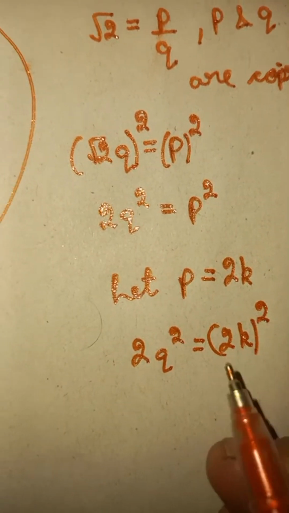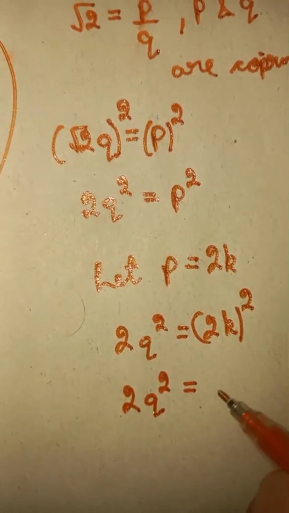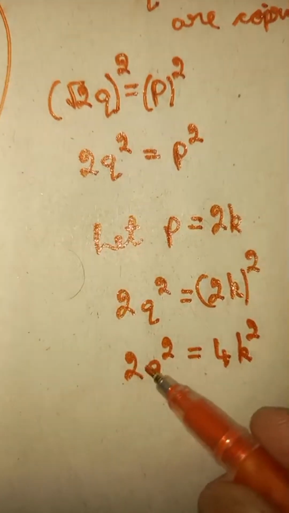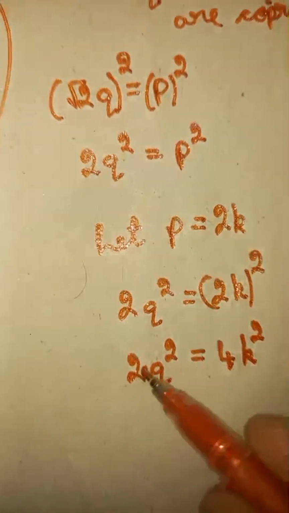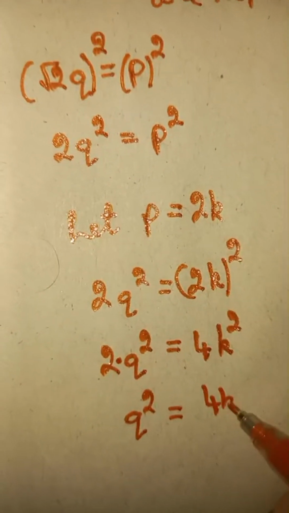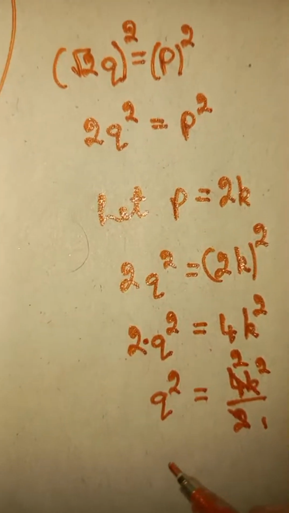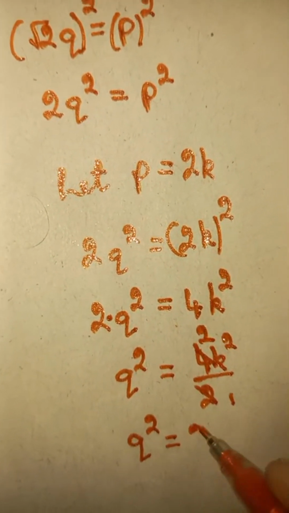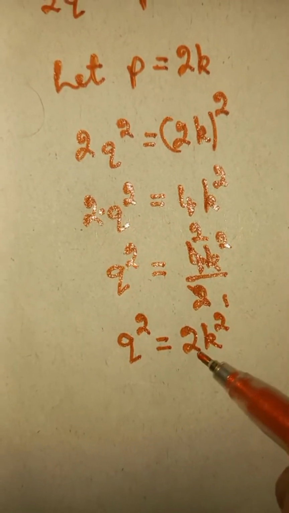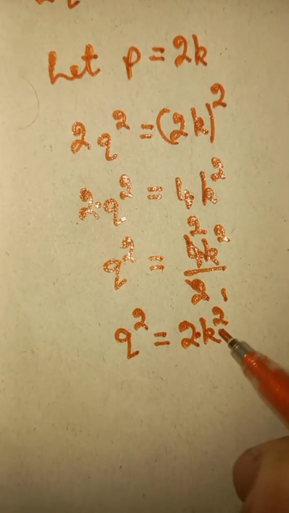Here 2k whole square means you can write it as 2q square equal to 2 square is 4, and k whole square is k square. It is nothing but 2 times q square. You can shift that to that side. q square equal to 4k square by 2. 2 1 times 2, 2 times is 4. So q square equal to 2k square. Now you know that here they are giving q square means 2 times k square.